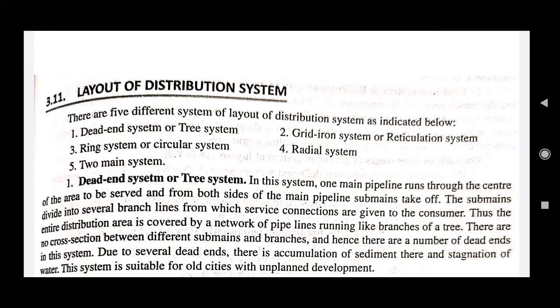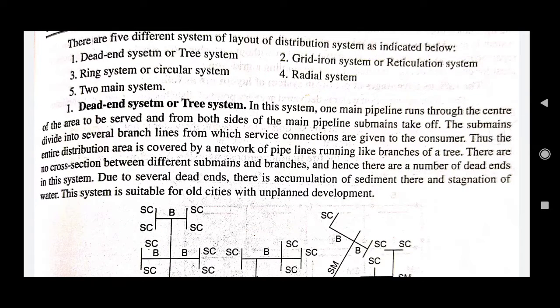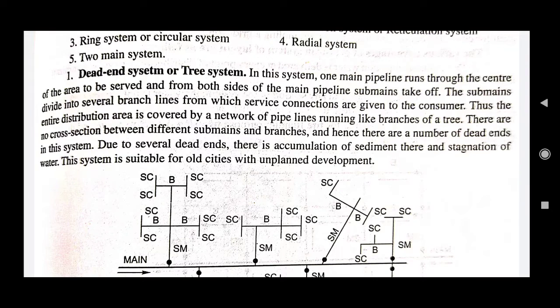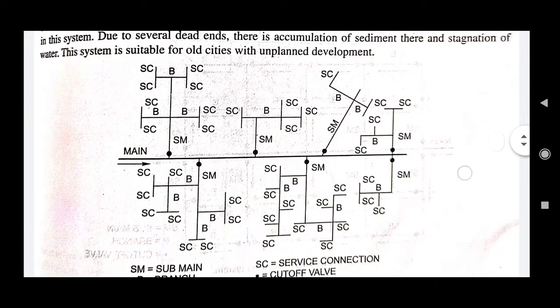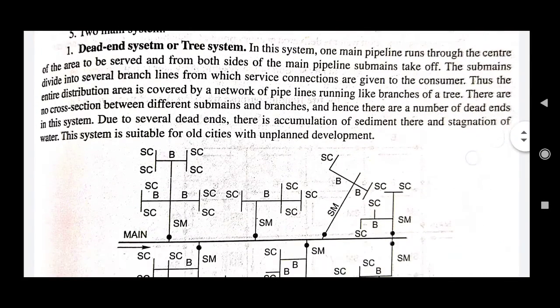So there are five basic systems: the dead end system or the tree system, the gridiron system or the reticulation system, the ring system or circular system, the radial system, and the two main system. Now we are going to discuss one by one all these systems and how they can be altered to provide water to various points on the city map, right? The first system is the dead end system or the tree system. The theory of this is already given to you. We will see the figure here and try to understand how the water supply scheme works in the case of a dead end system, right?